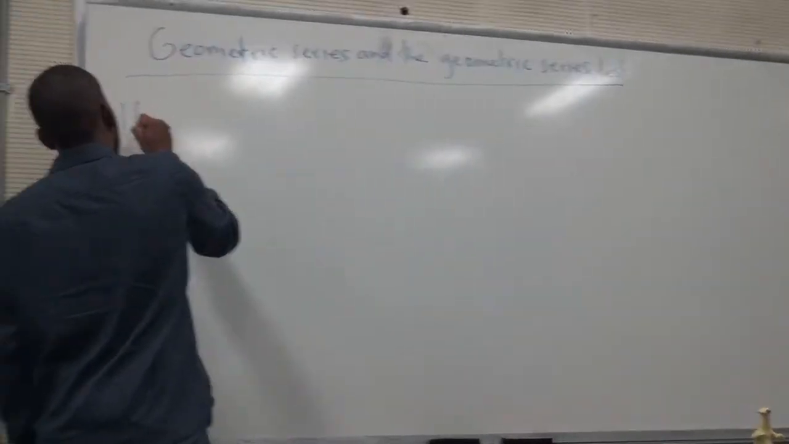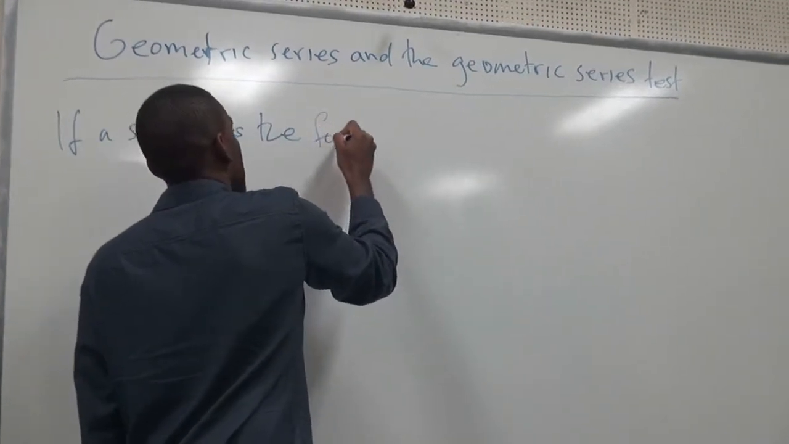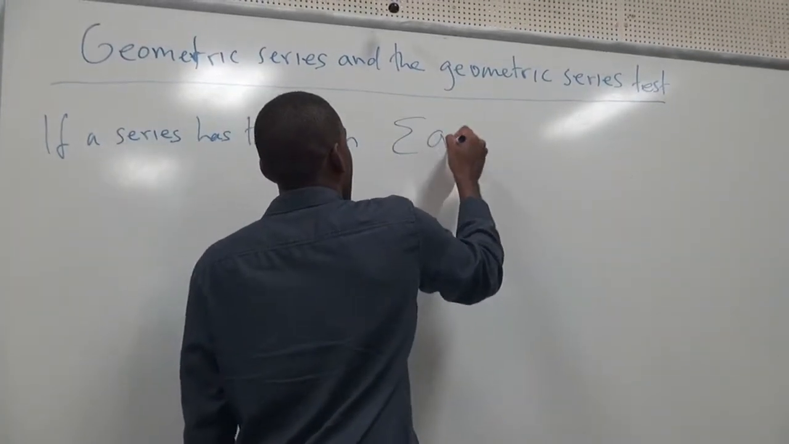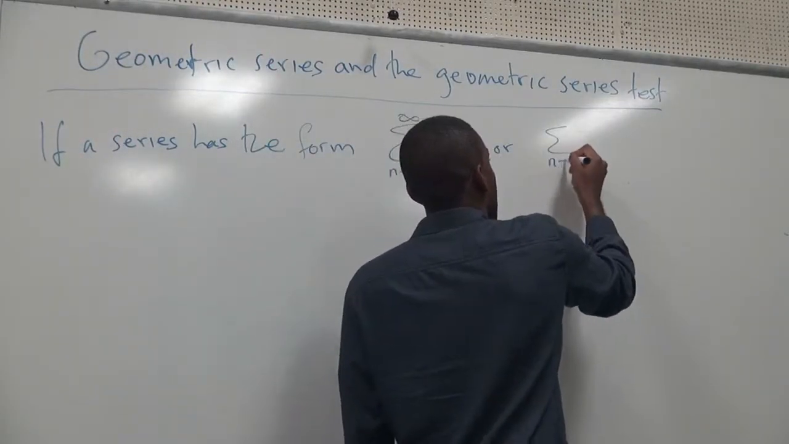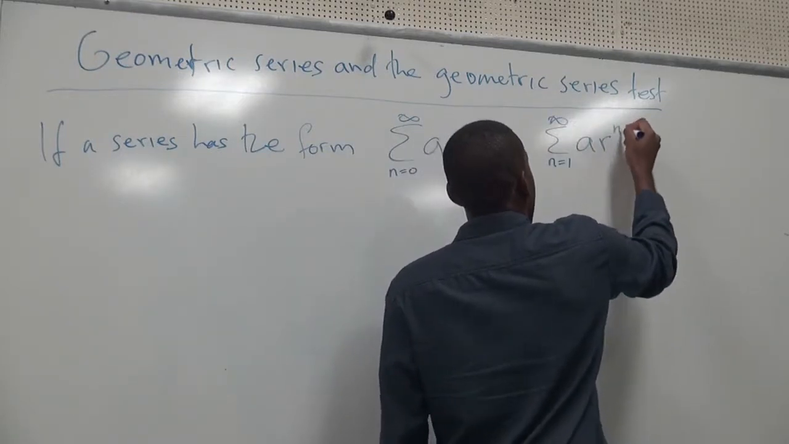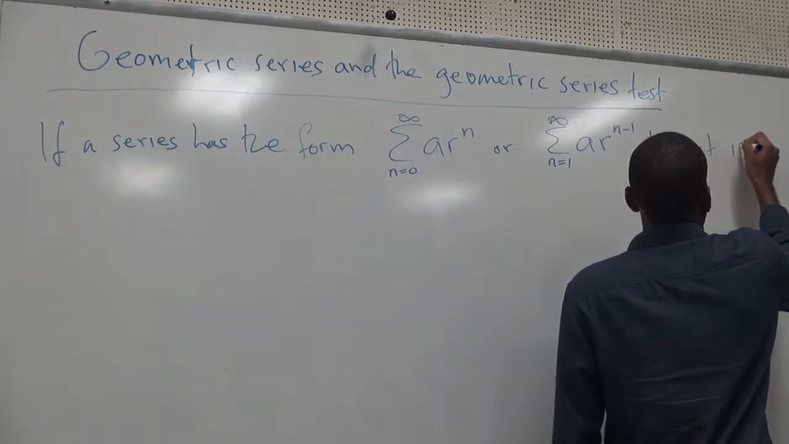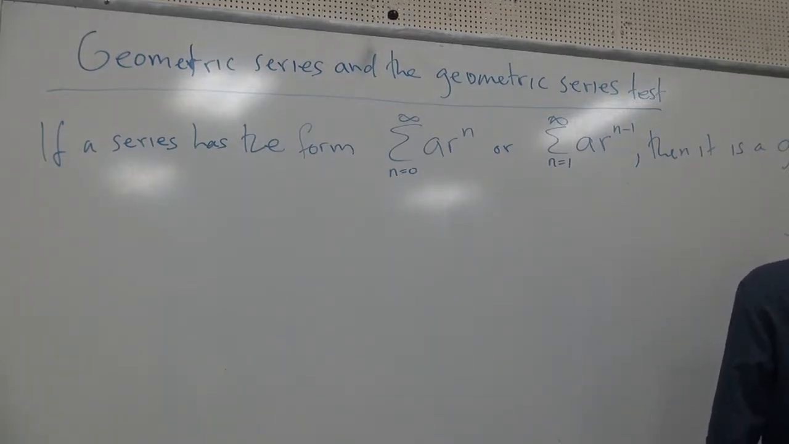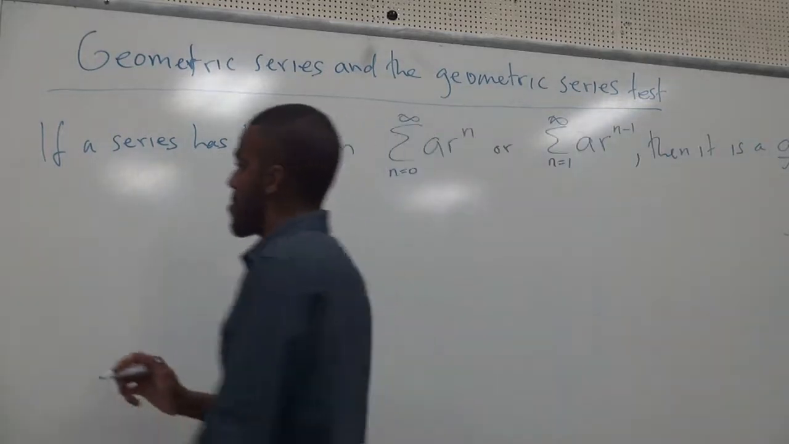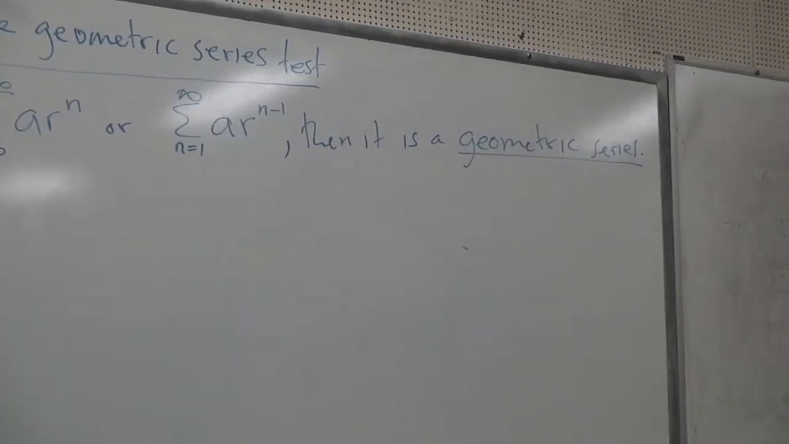So that's the form: the sum of a r to the n, n goes from 0 to infinity, or a r to the n minus 1, and it is a geometric series. Now with geometric series, we actually can tell exactly when it will converge, and we even know in this case what it will converge to.